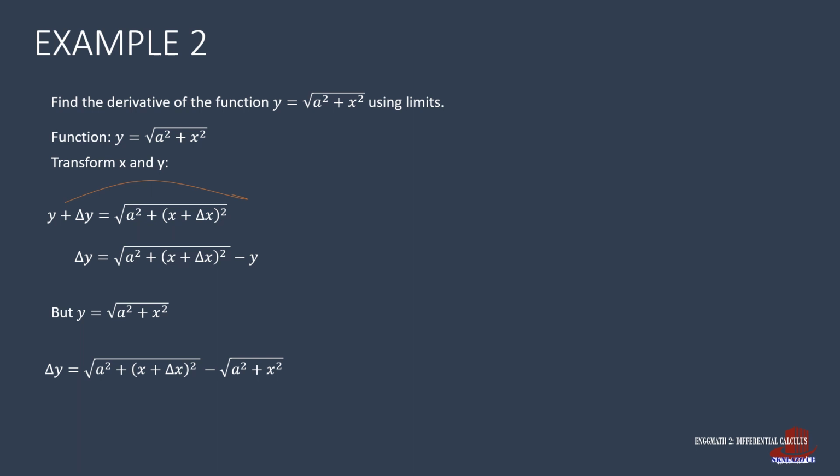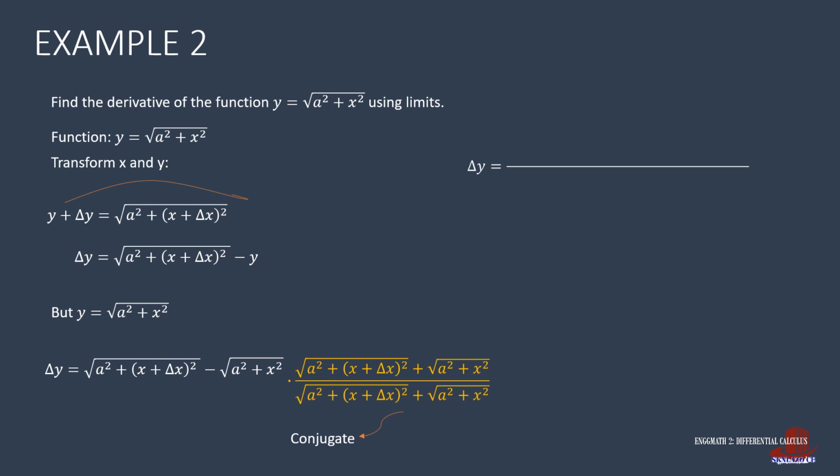Having two roots for delta y, we multiply the function's conjugate, that is the sum of the two roots. By simplifying the numerator, we have the square of the root of a squared plus the square of x plus delta x minus the square of the root of a squared plus x squared, this time with the denominator from the conjugate.